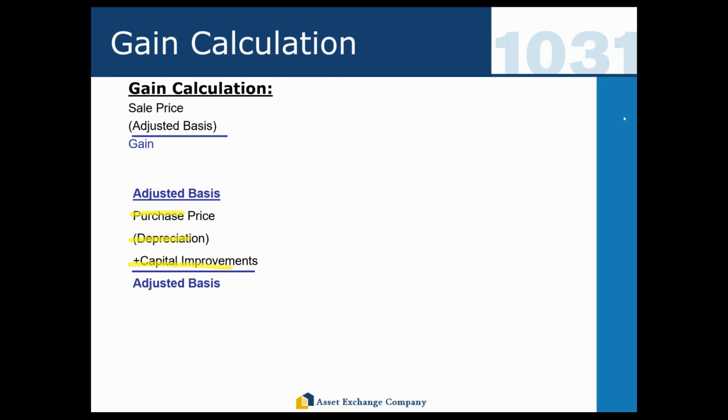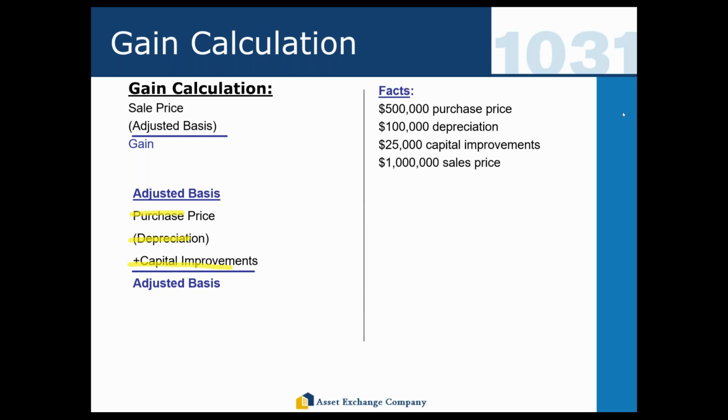So let's do a very quick example here. You went out and bought a property for $500,000. Over the years of ownership, you have taken a total of $100,000 of depreciation. You had to put a new roof on, which cost you $25,000, and you are now in contract to sell the property for a net sales price of $1 million. And when I say net, what do I mean? I mean after commission and closing costs.